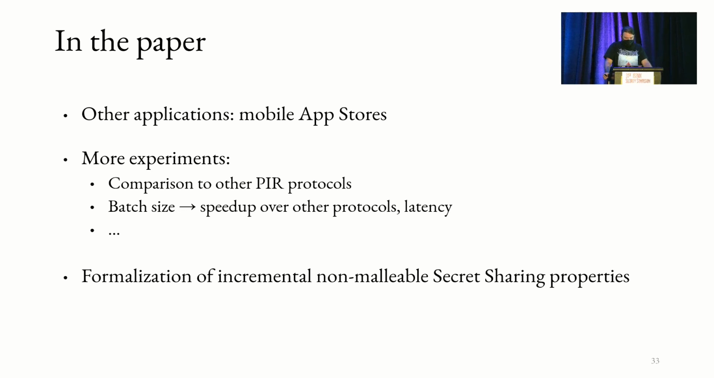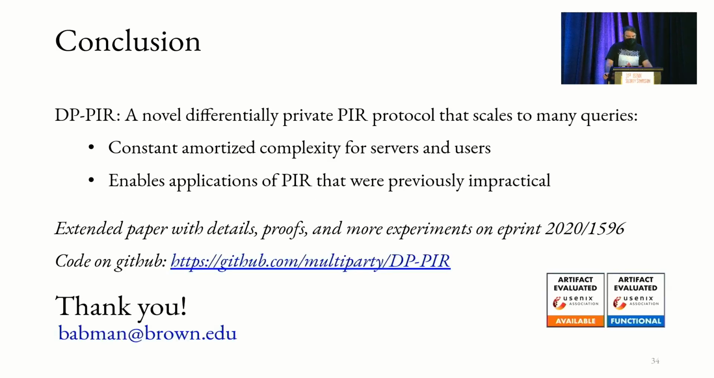In conclusion, we presented DP-Peer, a novel differentially private peer protocol for applications with many queries. Our protocol exhibits constant amortized computation and communication complexities and concrete performance boosts up to 2 orders of magnitude over existing work. And this makes peer suitable for application domains that were previously understudied or thought to be impractical.